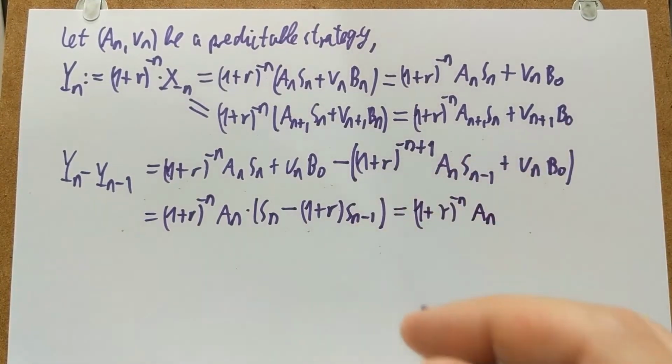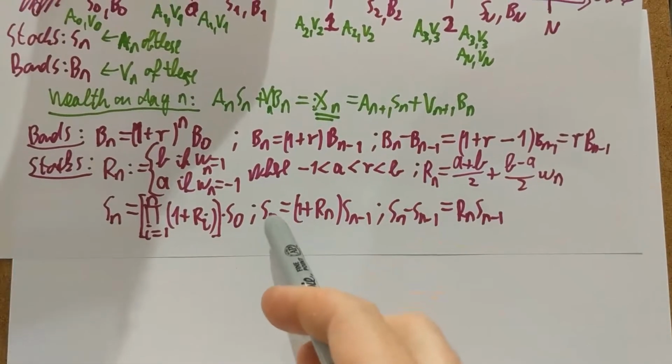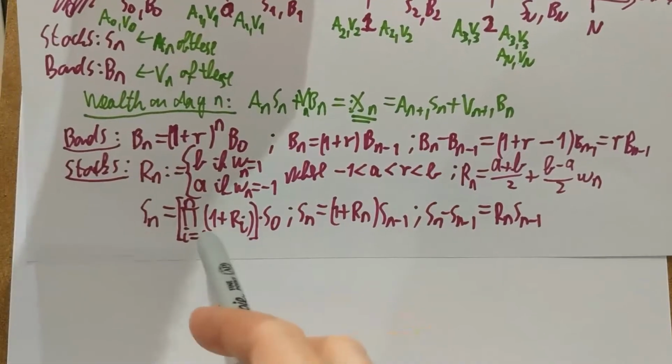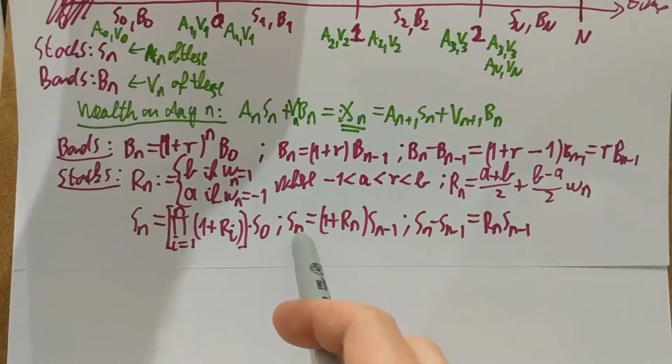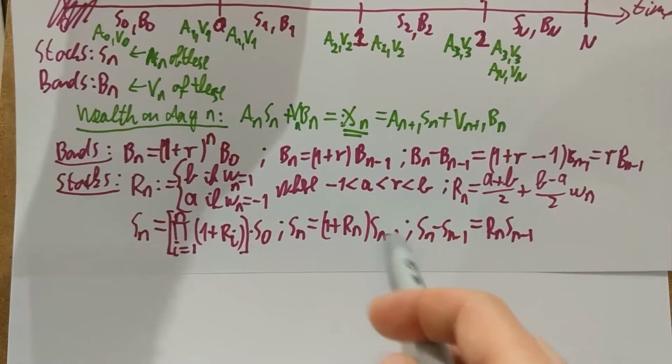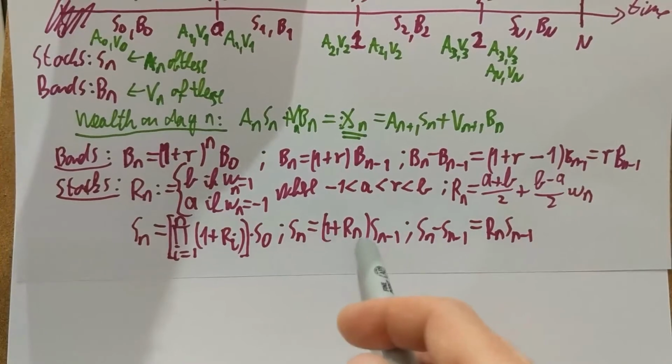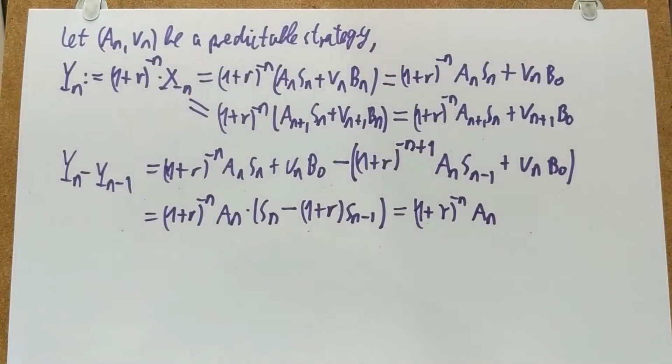Sorry, there's one more step I want to do, and that's the following. I want to plug in Sn from here. This is from a previous video. Sn is the random rate multiplied by 1 plus the random rate multiplied by Sn minus 1.